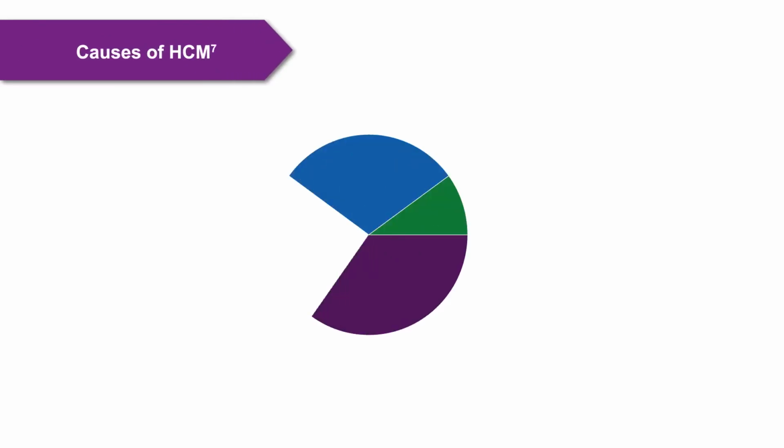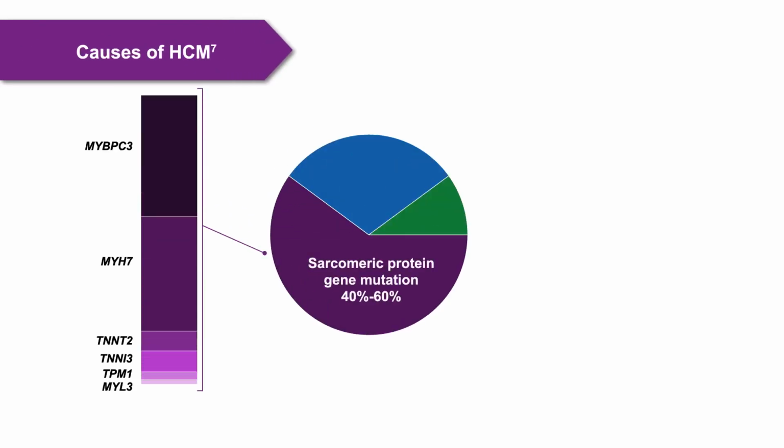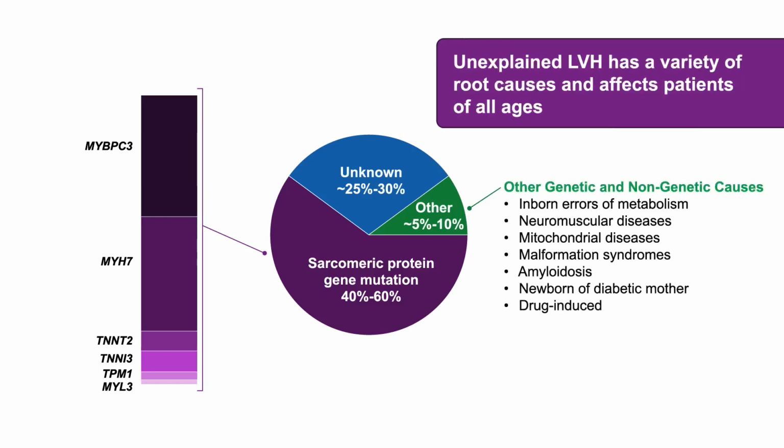So hypertrophic cardiomyopathy is defined by the presence of unexplained hypertrophy, which in the majority of patients is explained by mutations in cardiac sarcomeric protein genes. Between 5 and 10% of patients have other diseases, both genetic and acquired, some of which are age-specific, for example, inborn errors of metabolism that tend to affect children and adolescents, and other diseases that may present mostly in older individuals, for example, cardiac amyloidosis.